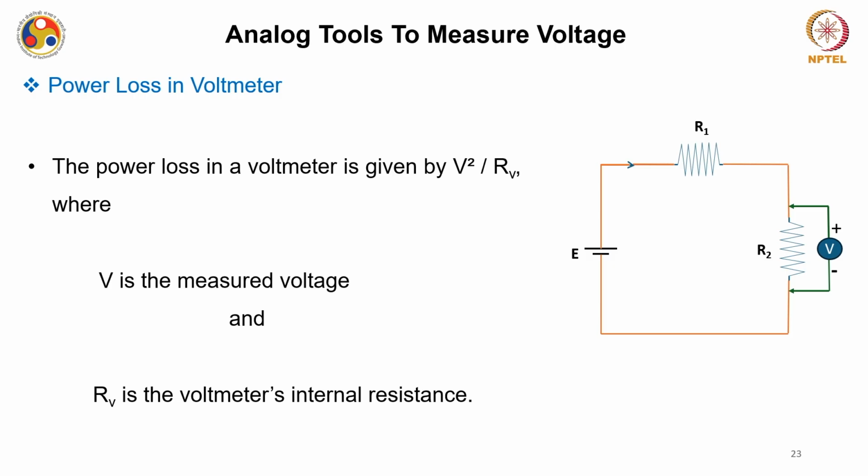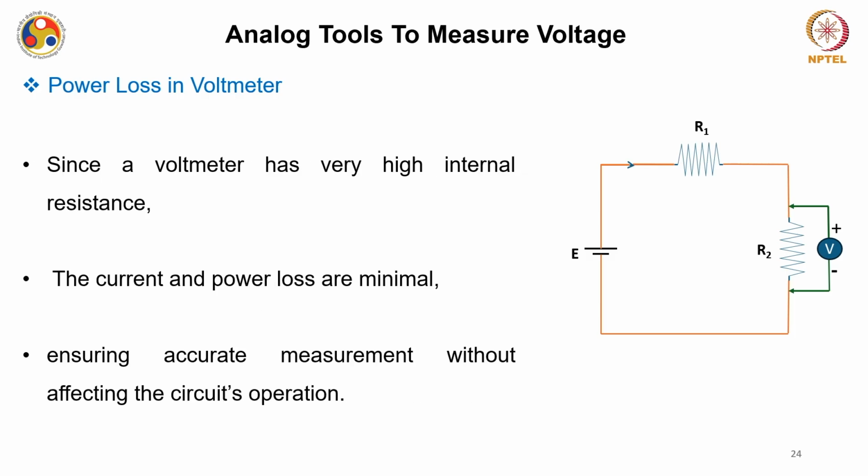Now let's talk about power loss in a voltmeter. We have also talked about power loss in an ammeter previously. The power loss in a voltmeter can be given simply by V squared by RV, where V is the measured voltage across this R2, and RV is the voltmeter's internal resistance. Since a voltmeter has very high internal resistance, the current and power loss in voltmeters are minimal, ensuring accurate measurement without affecting the circuit's operation.